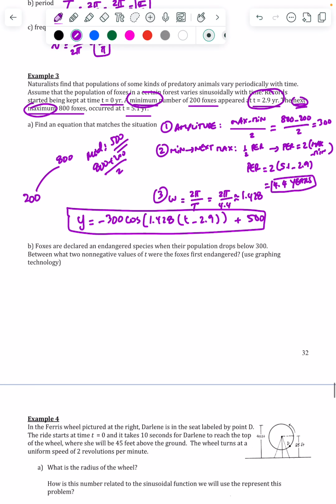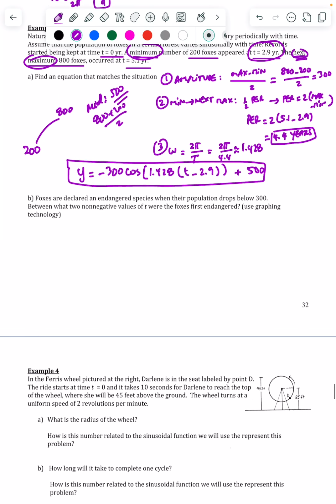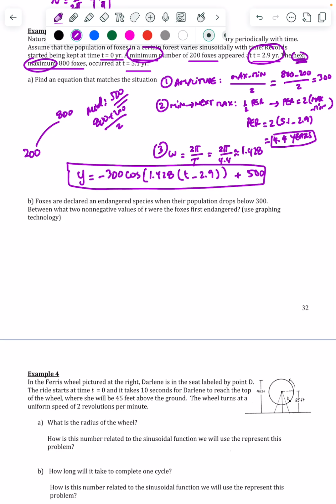So make sure you know how to find these elements first and put them together to write the equation correctly, because just like this example, the follow-up parts or pieces are going to rely on your correct equation. So part B says foxes are declared an endangered species when their population drops below 300. Between what two non-negative values of t is the fox first endangered, using graphing technology.